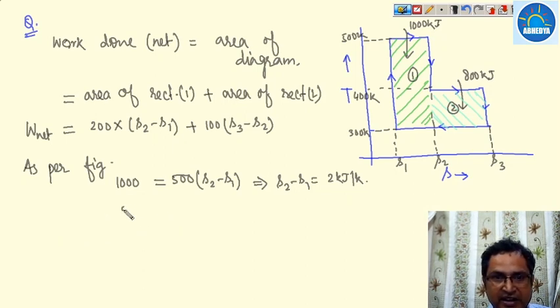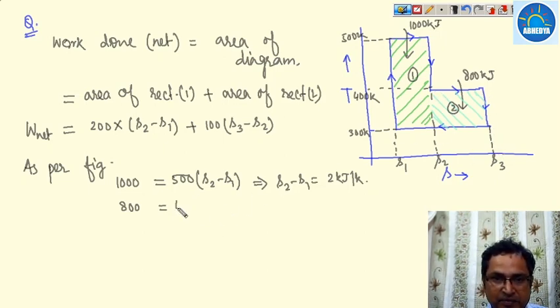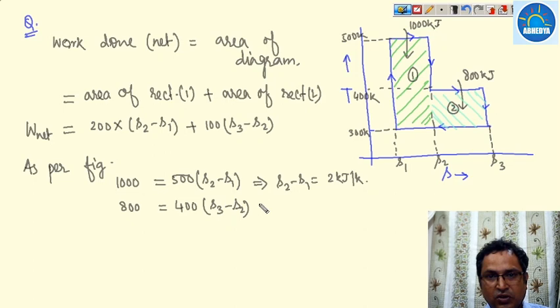Similarly, 800 is equal to the area of this diagram. What is the area of this diagram? That is 400 into S3 minus S2. What is the value of S3 minus S2? That is again 2 kilojoule per Kelvin.